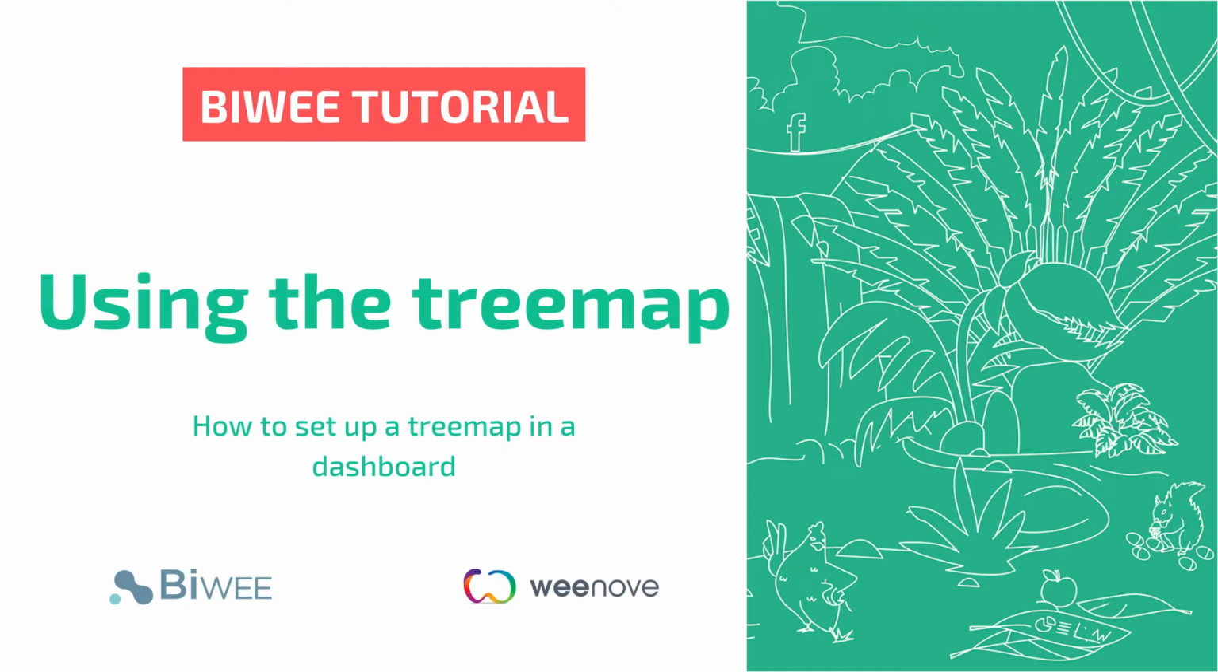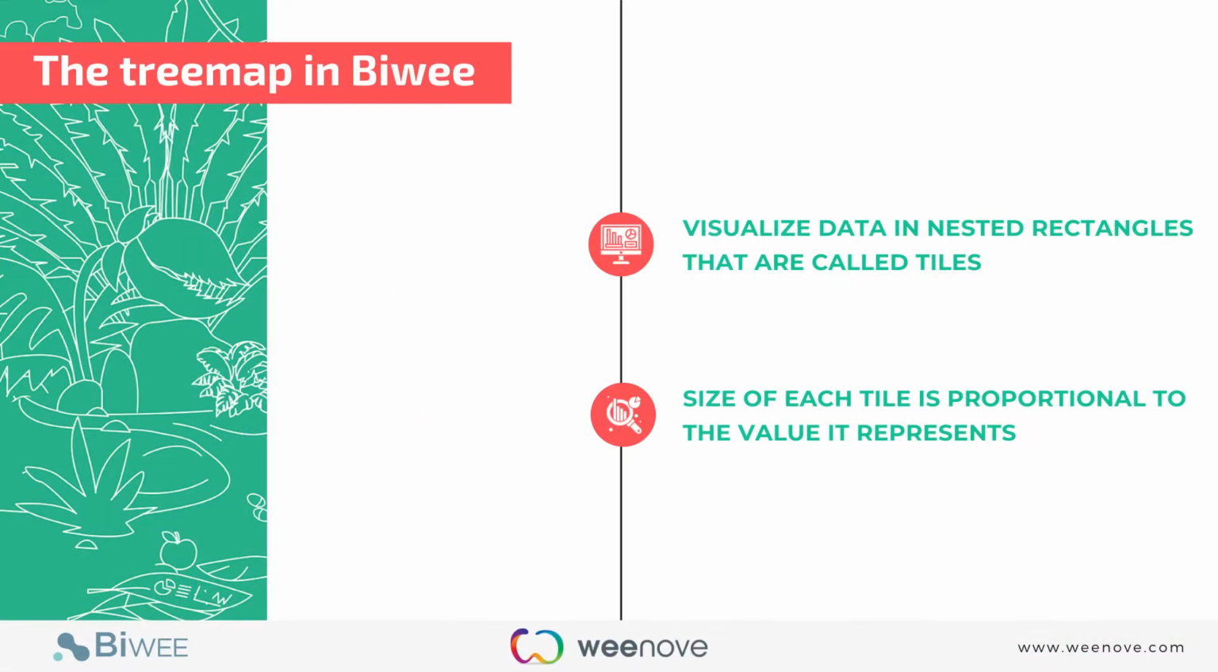In this video, you will see how to set up a tree map. The tree map is useful to visualize data in nested rectangles that are called tiles. The size of each tile is proportional to the value it represents. They are sorted in an order of decreasing values.